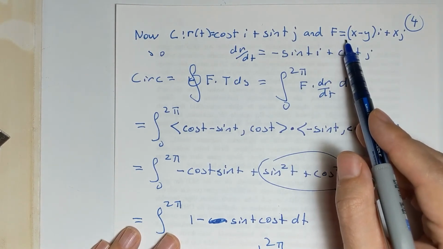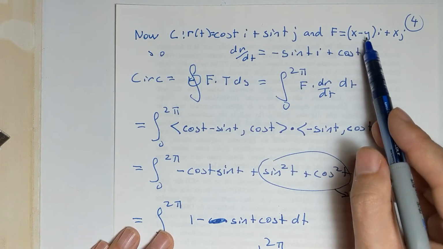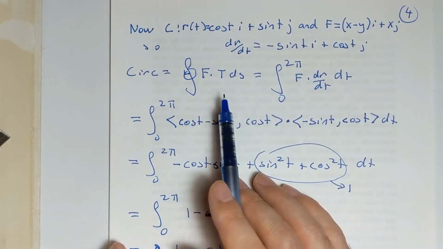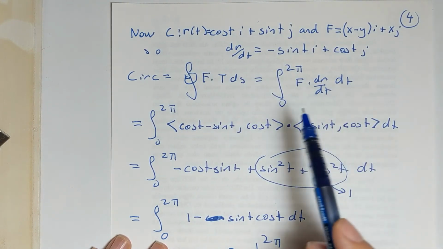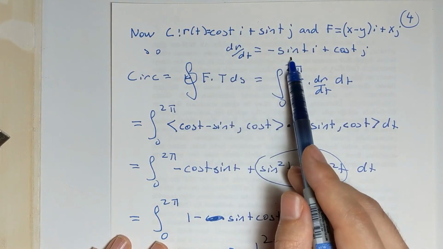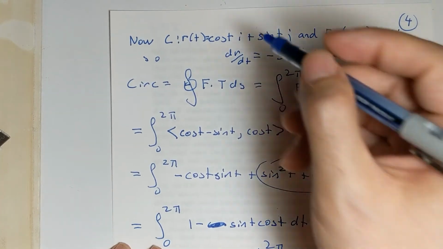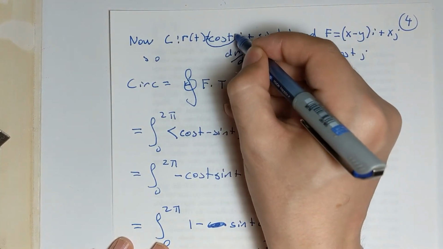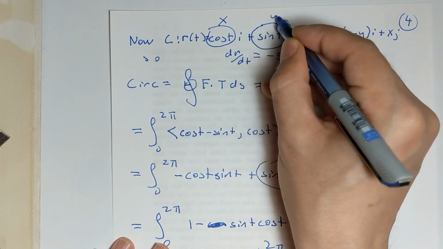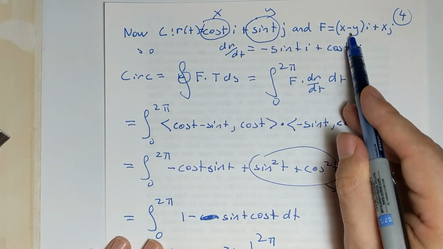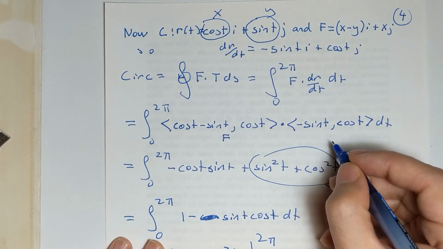Okay, and I rewrote the F over here, so we have it right in front of our eyes. It was x minus y i plus x j. So now we need to calculate dr/dt because the formula is F dot dr/dt dt. So dr/dt is going to be minus sine t i plus cosine t j. Now, remember, we're interested only along the curve. We're getting our x from here, and we're getting our y from here. So plug it in here for F. This guy is going to be F, and this guy is going to be dr/dt.